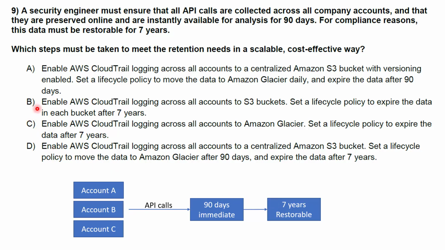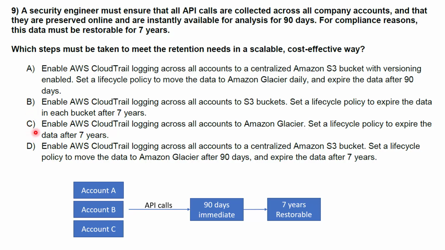Choice B uses multiple S3 buckets and expires the data after 7 years. While this approach is technically feasible, it is not cost-effective as the data is kept in the same storage class for the entire 7-year period. Also, as multiple buckets are used, we now need to consolidate data and analyze data across different buckets.